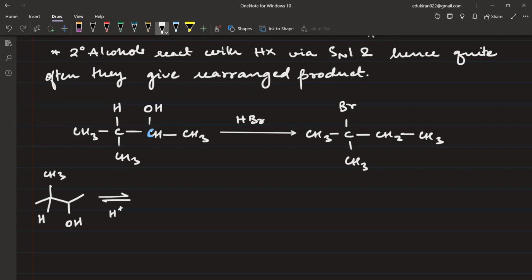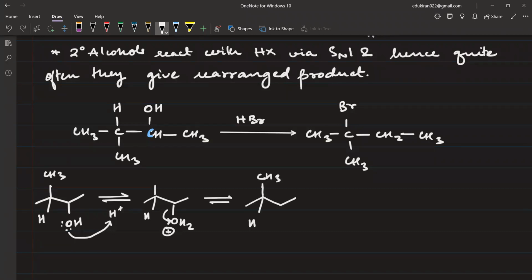and this H plus will be attacked by the OH of alcohol, and we will be forming this CH3 as it is, this hydrogen is here, and I will be forming OH2, and this oxygen will get a positive charge. Now, as soon as it gets positive charge, this oxygen will break the bond from the carbon atom to neutralize its positive charge like this, and we will form this CH3 as it is here. This is the hydrogen here, and there is a positive charge on the adjacent carbon.